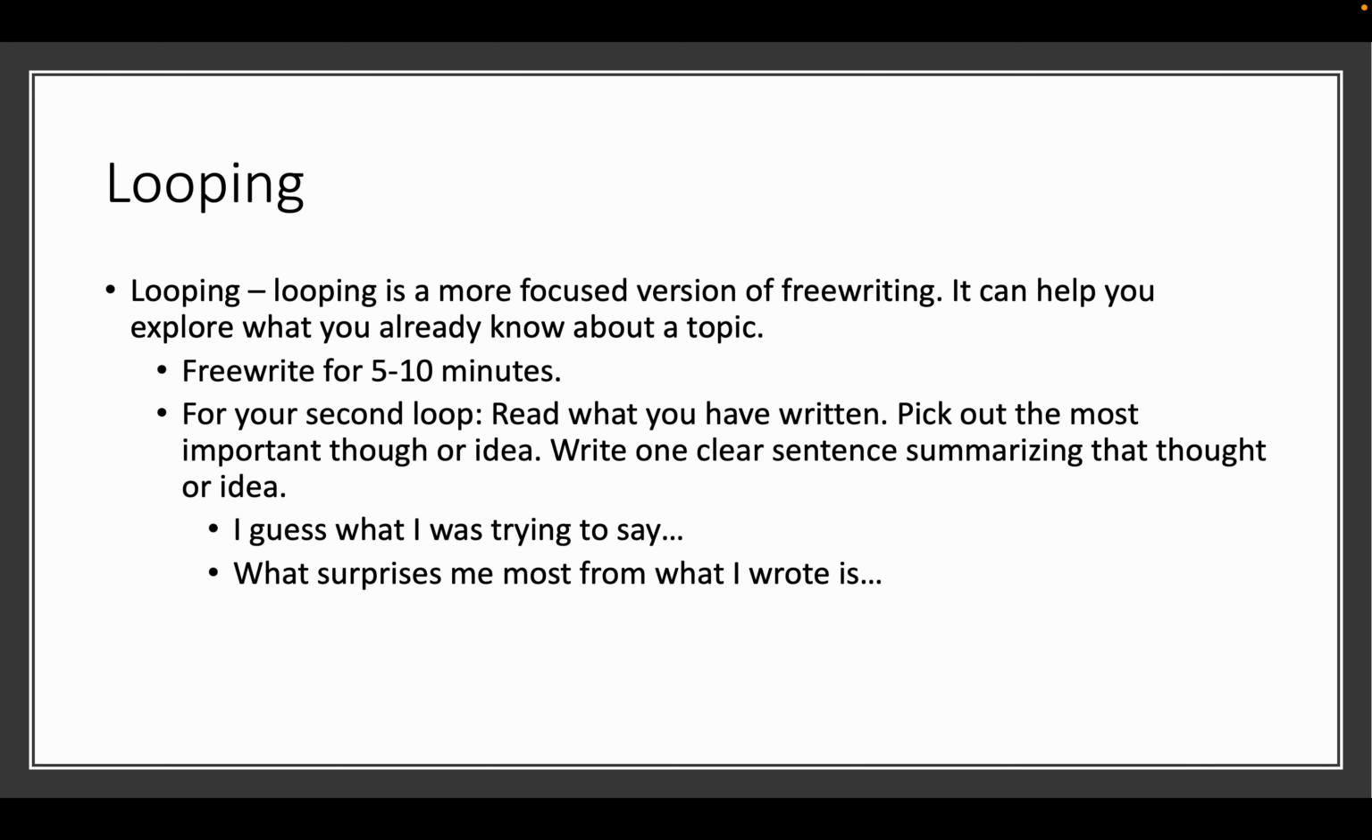Looping, the second type of pre-writing that we're talking about, is just a more focused version of free writing. Essentially what you do is you free write for 5 or 10 minutes, and then you're going to look at what you've written, pick out the most important thought or idea, and then just write one clear sentence summarizing that thought or idea, and then go for another loop or another round of free writing. I guess what I was trying to say is, or what surprises me most from what I wrote is.